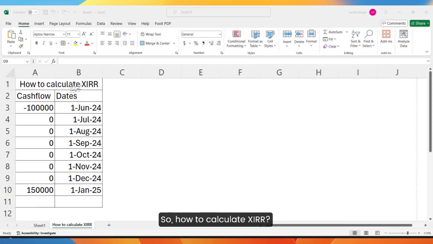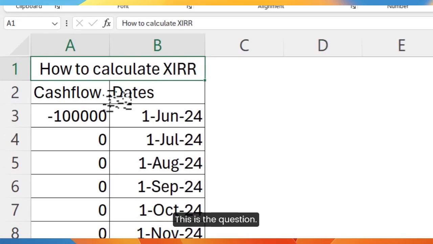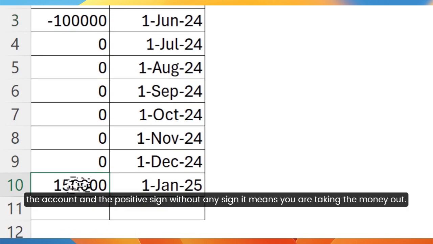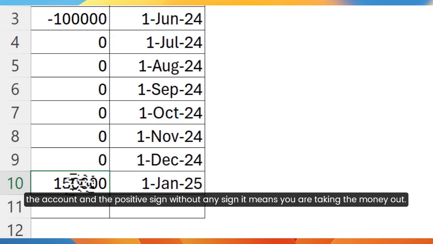So how to calculate XIRR? This is the question. This is the cash flow in which the minus sign indicates that you are giving money to the account. And the positive sign, without any sign, means you are taking the money out.